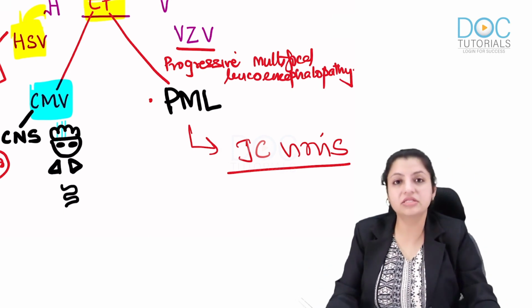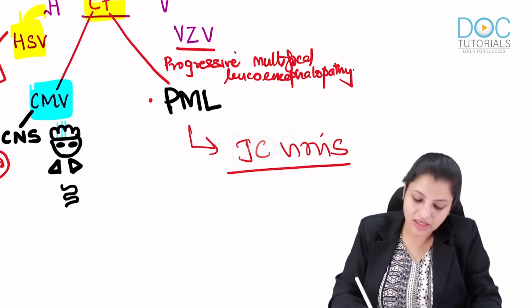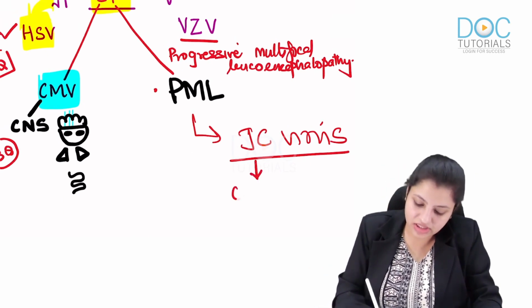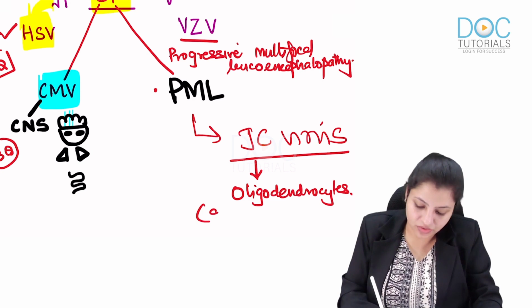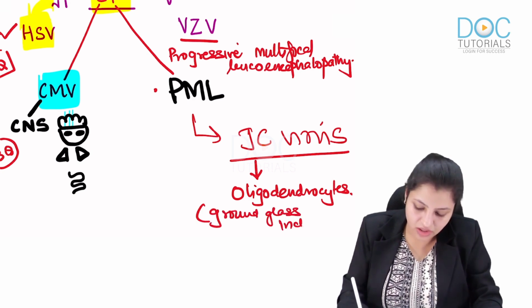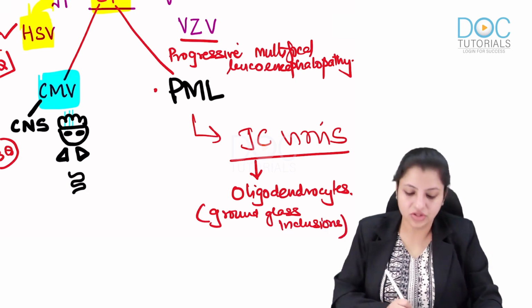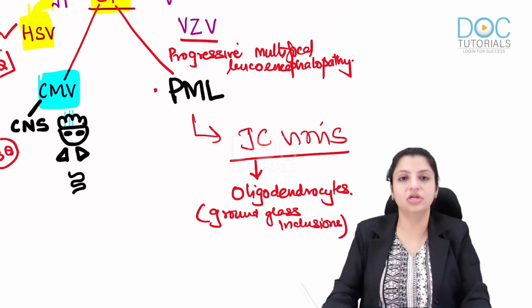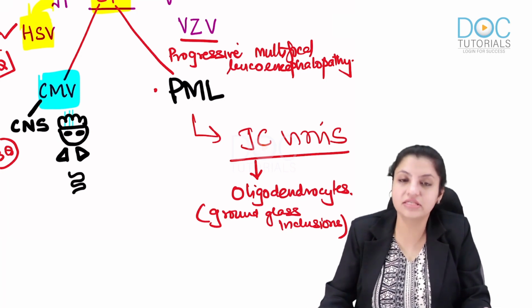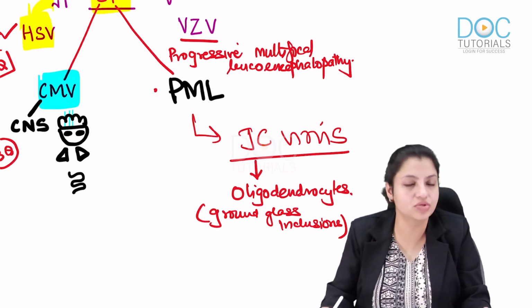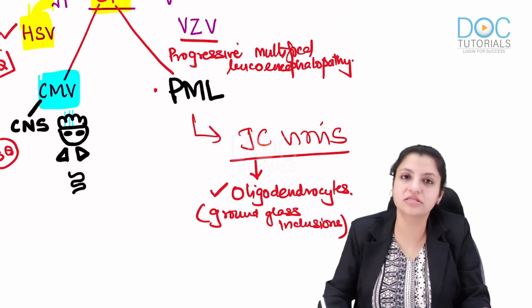Okay, so PML is typically caused by JC virus, and I hope everybody knows that JC virus typically affects oligodendrocytes. So very important question again, okay? And in the oligodendrocyte, it causes ground glass inclusions. Remember, progressive multifocal leukoencephalopathy is an AIDS defining infection caused by JC virus, and JC virus typically affects oligodendrocytes where you see ground glass inclusions.